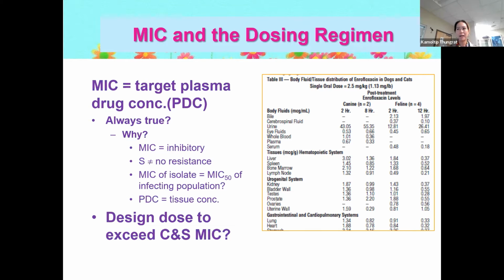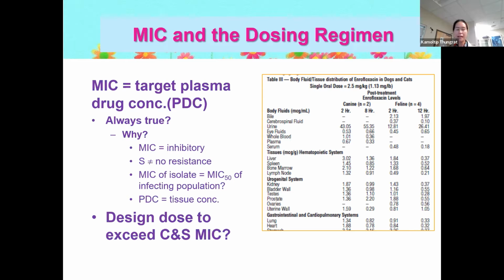And what can we do about that? You have to know the drug's other pharmacokinetic parameter, which is the volume of distribution, because the volume of distribution can make you think about whether the drug can distribute to the deep tissue or not. Okay, just to remind you again, MIC data is just the concentration that inhibits the growth of the bacteria.